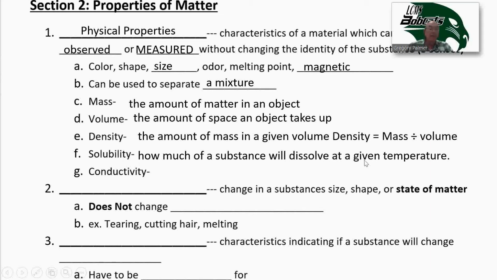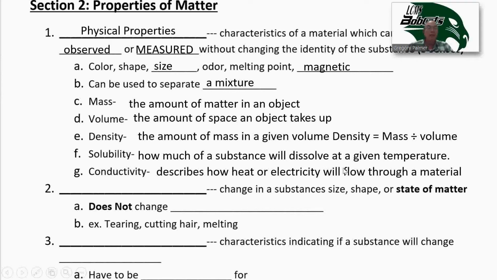Solubility, how much of it might dissolve at a given temperature. So if we have a glass of water at room temperature, we can observe or measure how much sugar will dissolve in that water at room temperature before it starts to settle to the bottom. We can also measure whether it conducts heat and electricity. None of these things change the identity of the property. When you observe that the wires in the wall conduct heat or electricity, they stay wires. They don't change their identity.